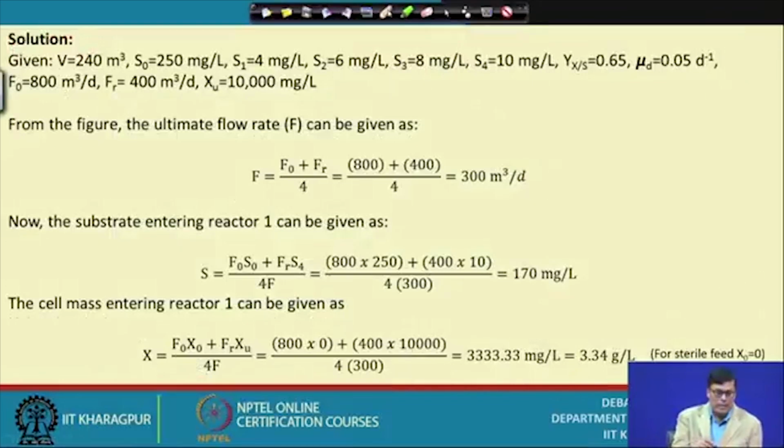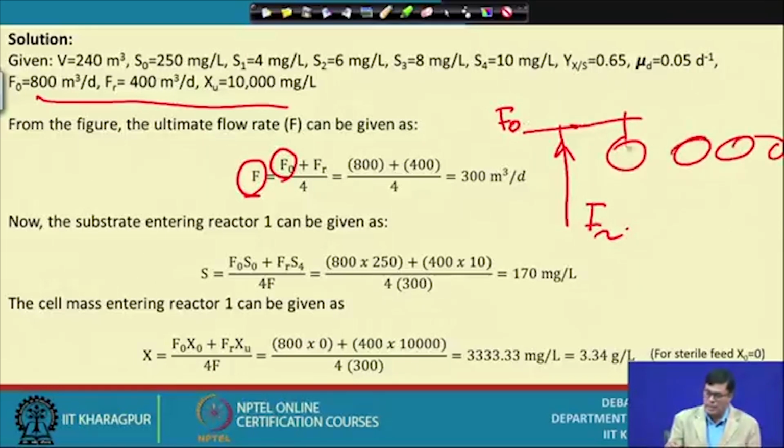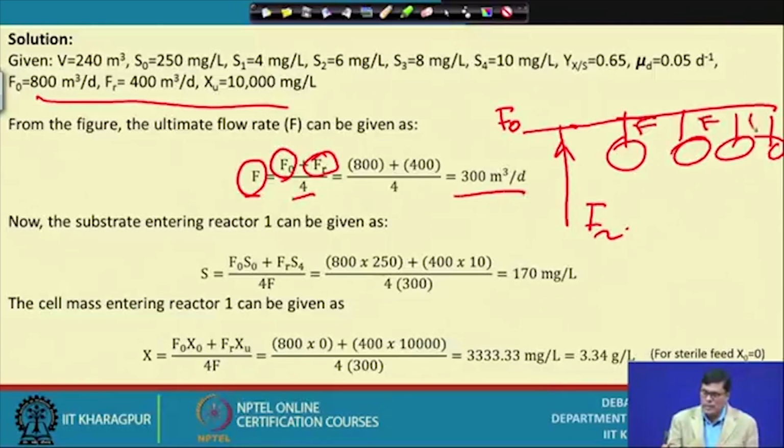And I told you that whenever you want to solve a problem, you try to write down all the operational parameters that we have. Now, let us see how we can find out the overall flow rate of each individual tank. So, F0 is the incoming flow rate, and this is F0 and Fr, and then it is divided equally into 4 different reactors. So, basically it is F0 plus Fr divided by 4. So, the flow rate of each individual reactor will be 300 cubic meter per day.